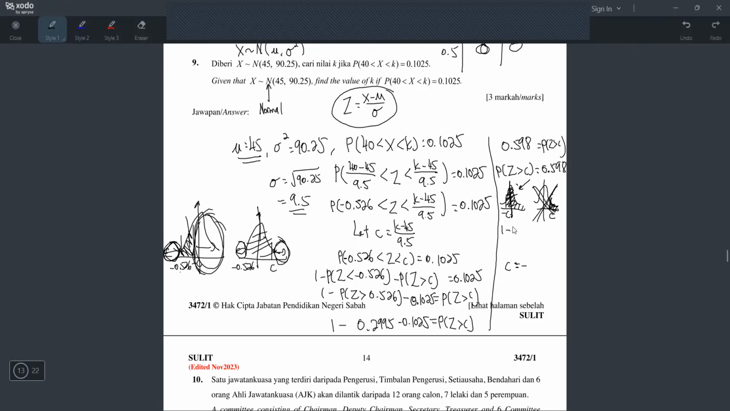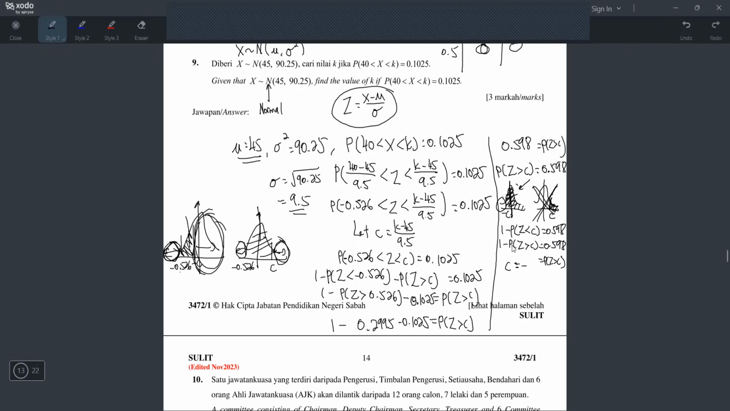When it intersect, you have to take 1 minus. 1 minus yang you tak mau. Yang you tak mau is the one I bullet here, which is P(Z < -c) equals to 0.598. Smaller negative can change to bigger positive equal to 0.598. And then how to find your P(Z > c)?